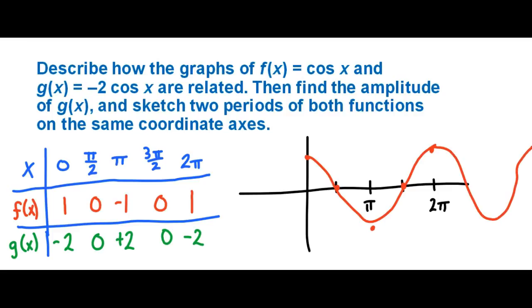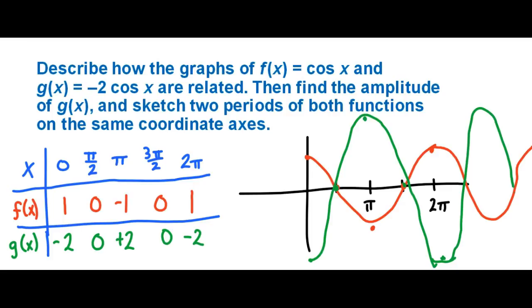Then we have green for our g of x, which is going to go from -2, so it's flipped vertically is really what happened there. It's flipped vertically, and it's also stretched by a factor of 2. So it's going to look something like this, where it's essentially the opposite, and it's also a little higher in amplitude than our original graph, and it'll look something like that.